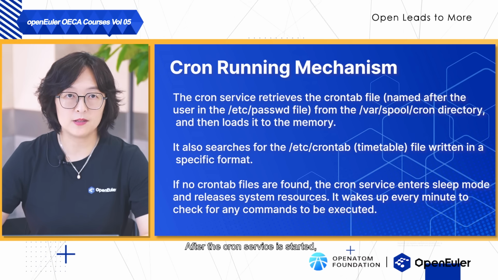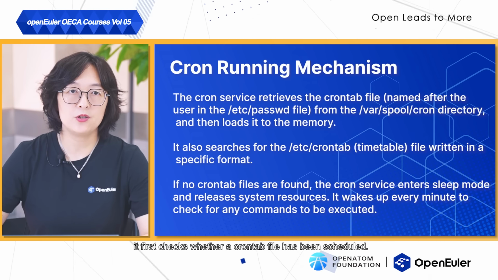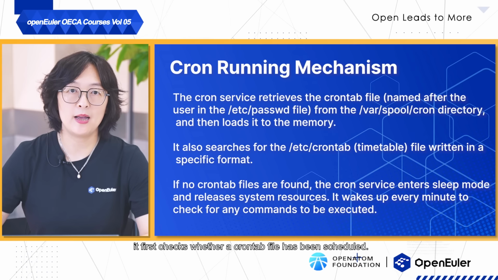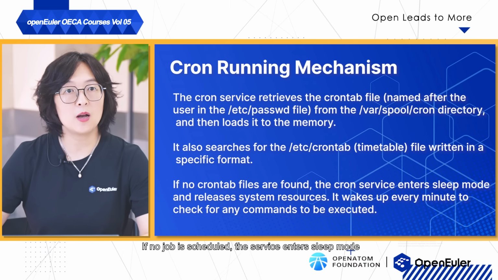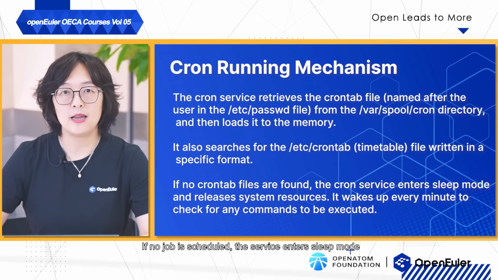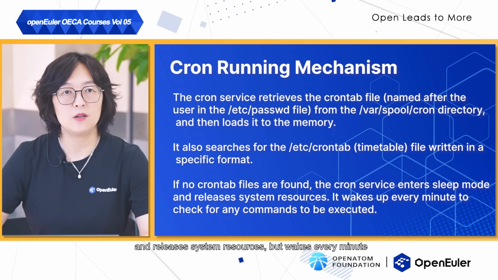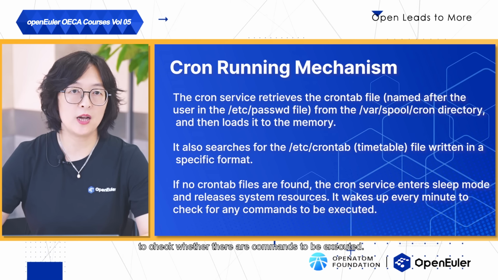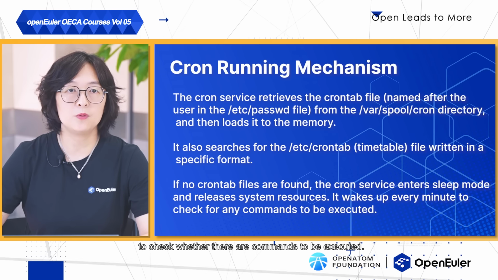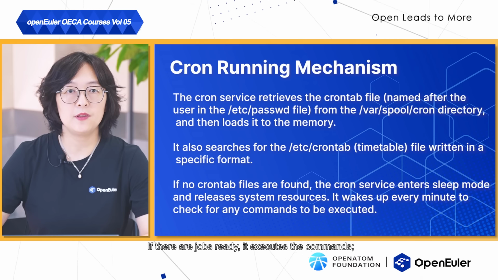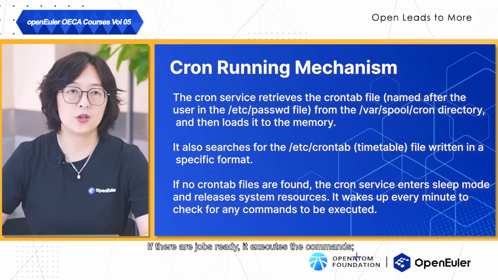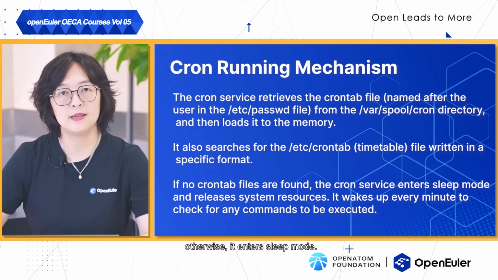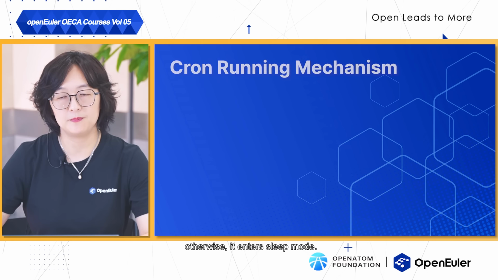After the Cron service is started, it first checks whether a Crontab file has been scheduled. If no job is scheduled, the service enters sleep mode and releases system resources, but wakes every minute to check whether there are commands to be executed. If there are jobs ready, it executes the commands. Otherwise, it enters sleep mode.